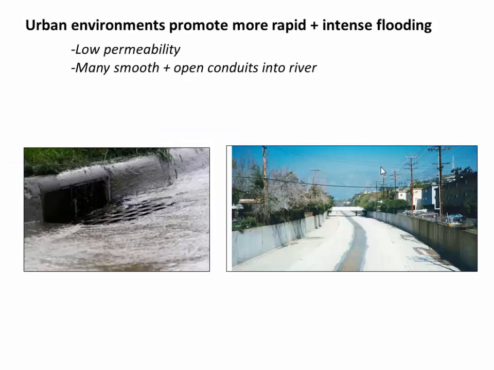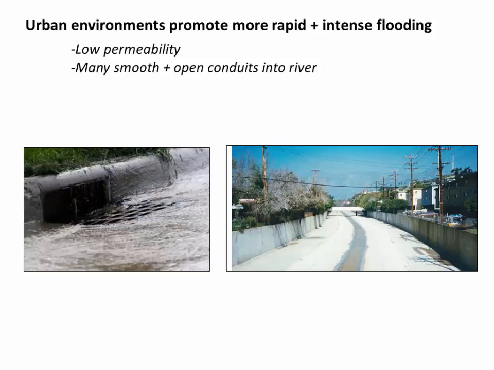And that's really one of the take-home messages here, is that urban environments tend to promote more rapid and more intense flooding. They're covered with impermeable surfaces, like we just talked about, but also they are designed to drain water out of the urban region as quickly as possible. So we have things like storm drains and storm sewers, as well as canals. All these features are designed to quickly and efficiently drain water off of the impermeable surfaces.